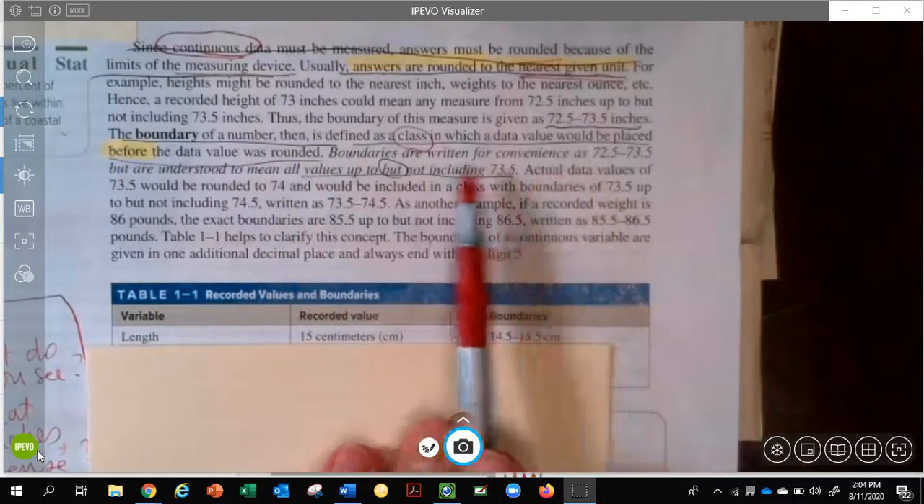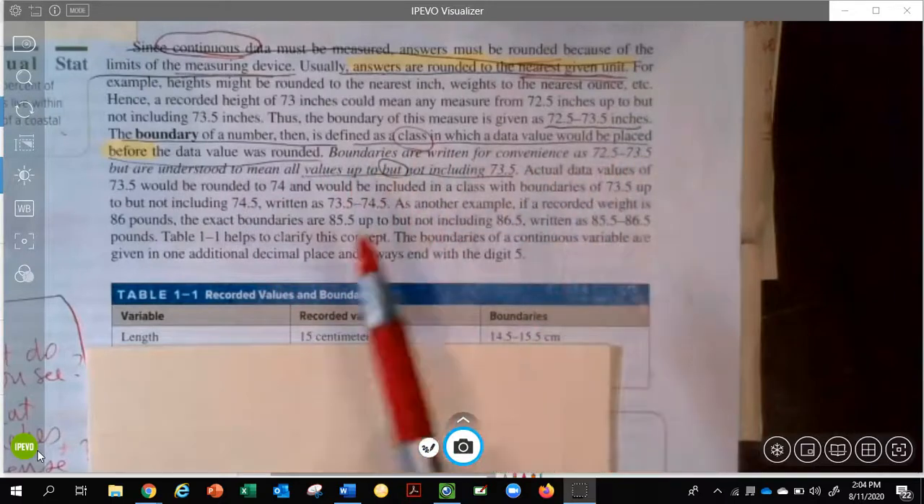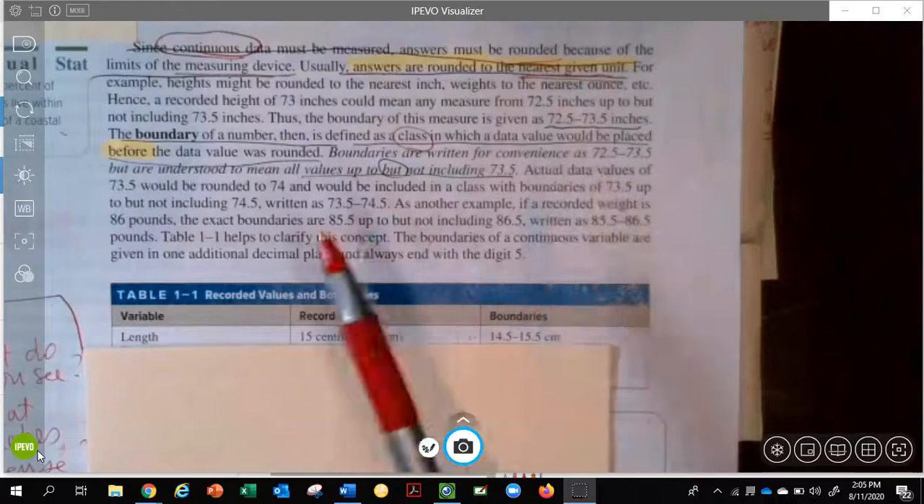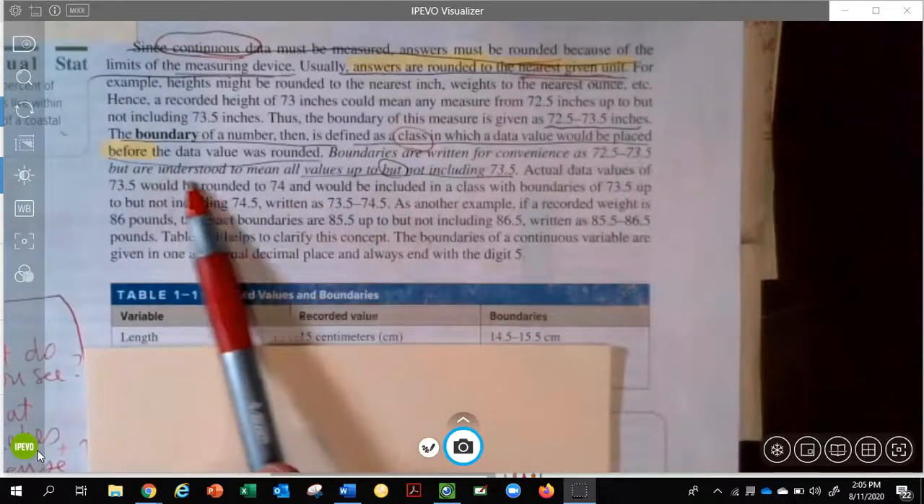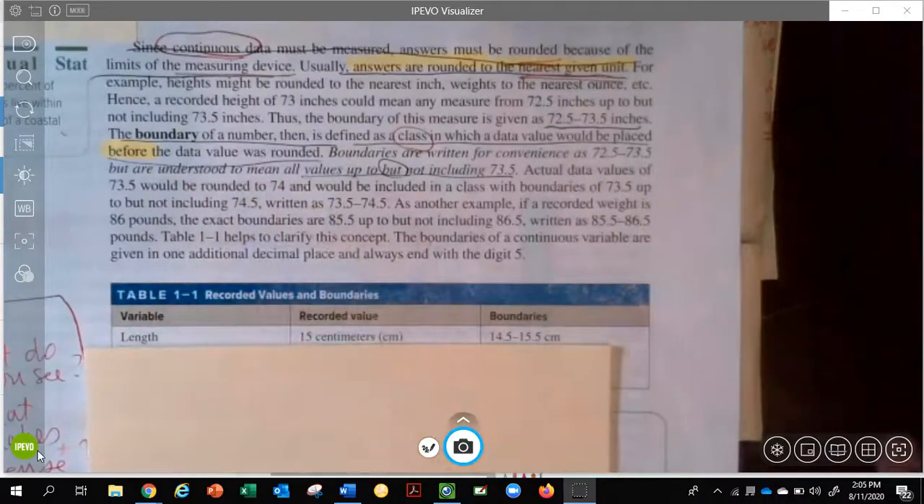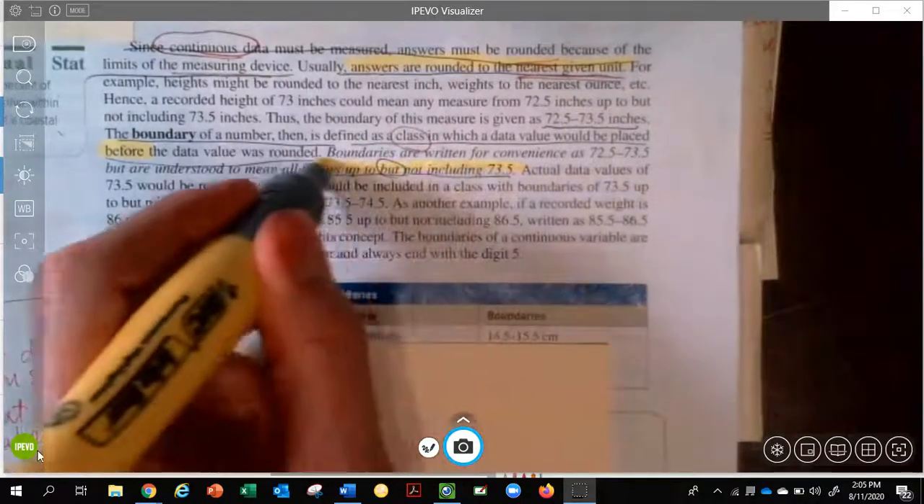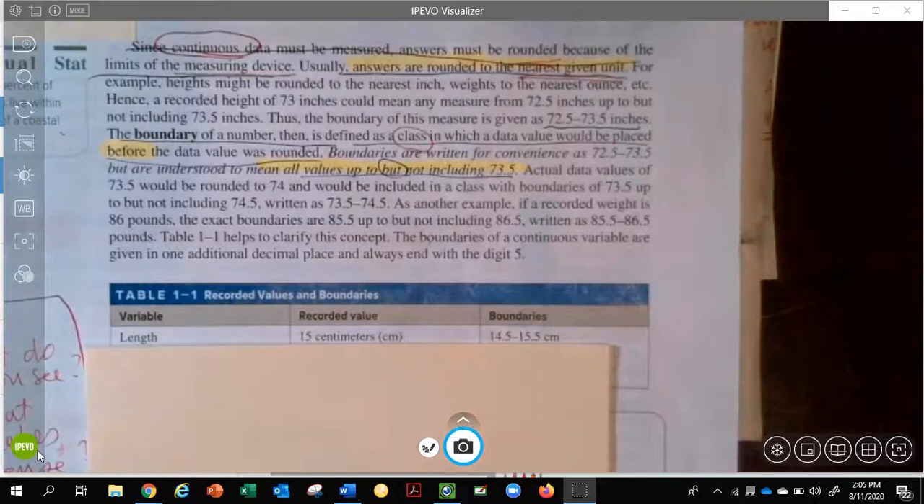Boundaries are written for convenience, and I should have this highlighted in like red or orange, as 72.5 to 73.5, but are understood to mean, I'm going to go ahead and highlight it, all the values up to but not including 73.5.